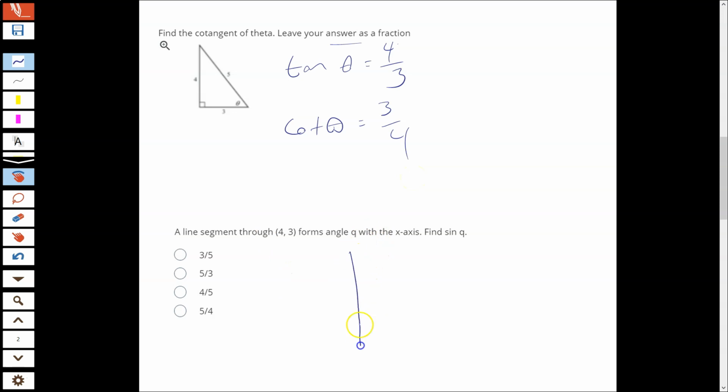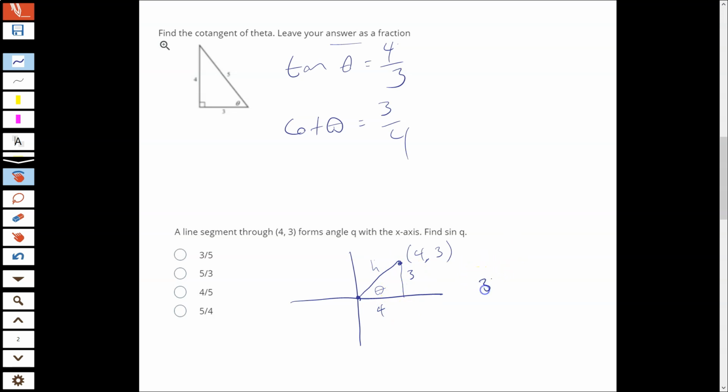Okay. Next one is we're given a point. Our point is 4, 3. So here's our line segment, and we have to find the sine of this angle. So we don't even have to find the angle, we just have to find the sine of that angle. Well, if this point is 4, 3, that means my horizontal distance is 4, my vertical distance is 3. Sine is going to be opposite over hypotenuse. So we need to find the hypotenuse yet.